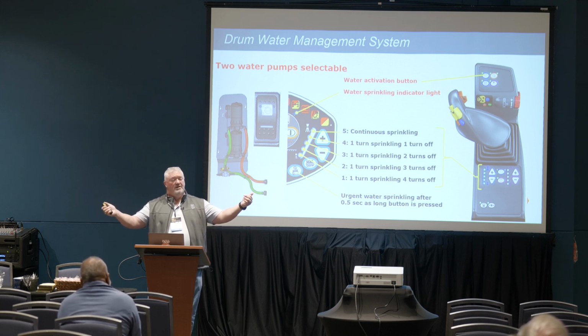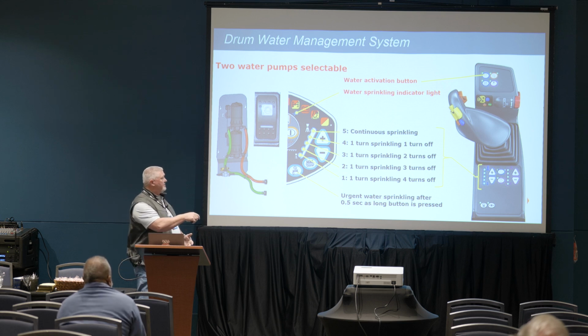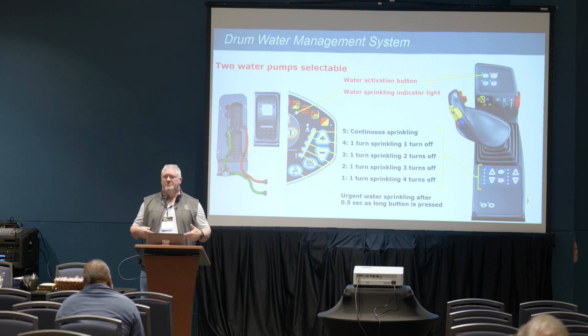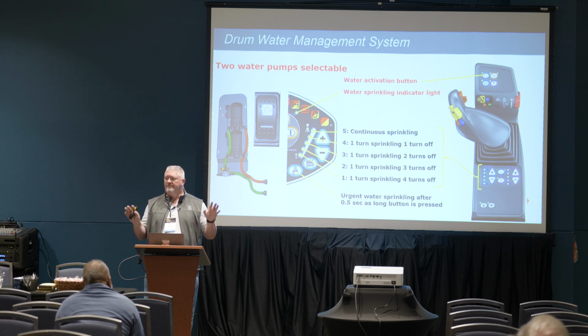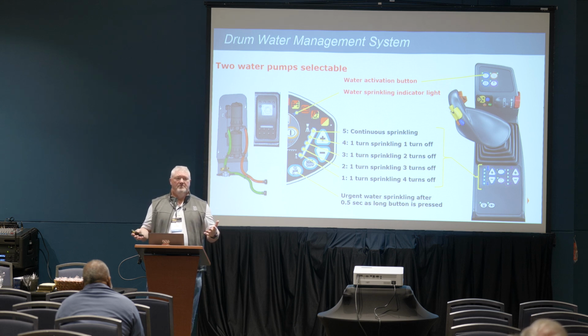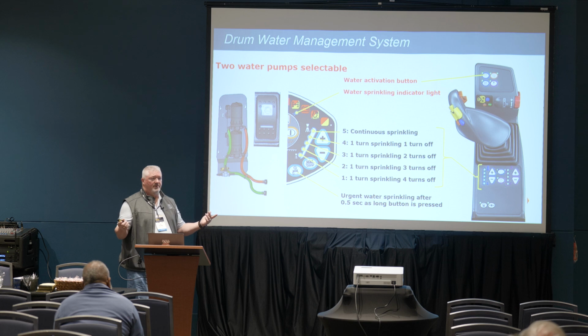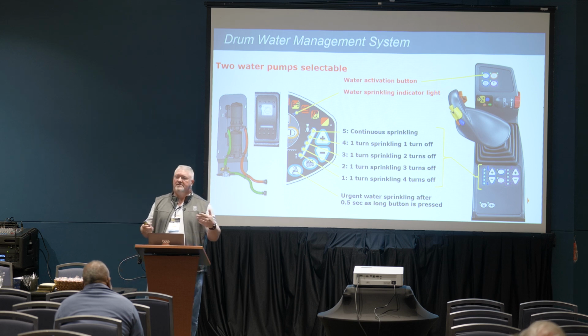That's too much water. So how our system works, we have 5 different settings. Up at setting 5, every time you move that machine, it's spraying water. You go down to number 4, it's on 1, off 1. Now I've saved 50% of my water. I go down to 3, it's on 1, off 2. I've just saved 2/3 of my water. So having a water management system is very key, and understanding how to use it is key. We have 2 different pumps. One pump runs both spray bars at the same time. I always tell people too, on even days, use pump 2, odd days, use pump 1.